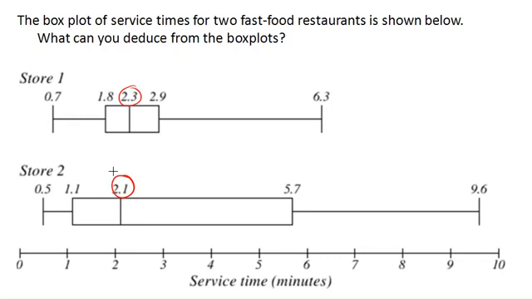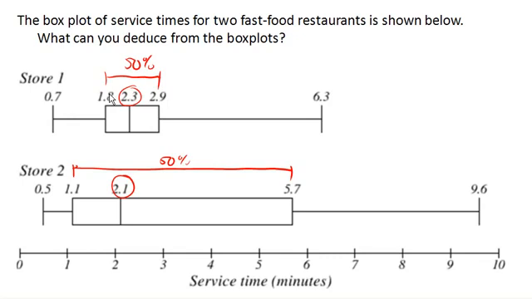However, we also can notice this range of values, because remember this represents 50% of the data as well, because these quartiles are dividing the data up into quarters. So 50% of the time here, you're served between 1.8 and 2.9 minutes. Here, 50% of the time, you're served between 1.1 and 5.7 minutes. And so the second store is a lot less consistent in the time, and we can also see that in this very large range. The first store seems to be more consistent in its delivery.